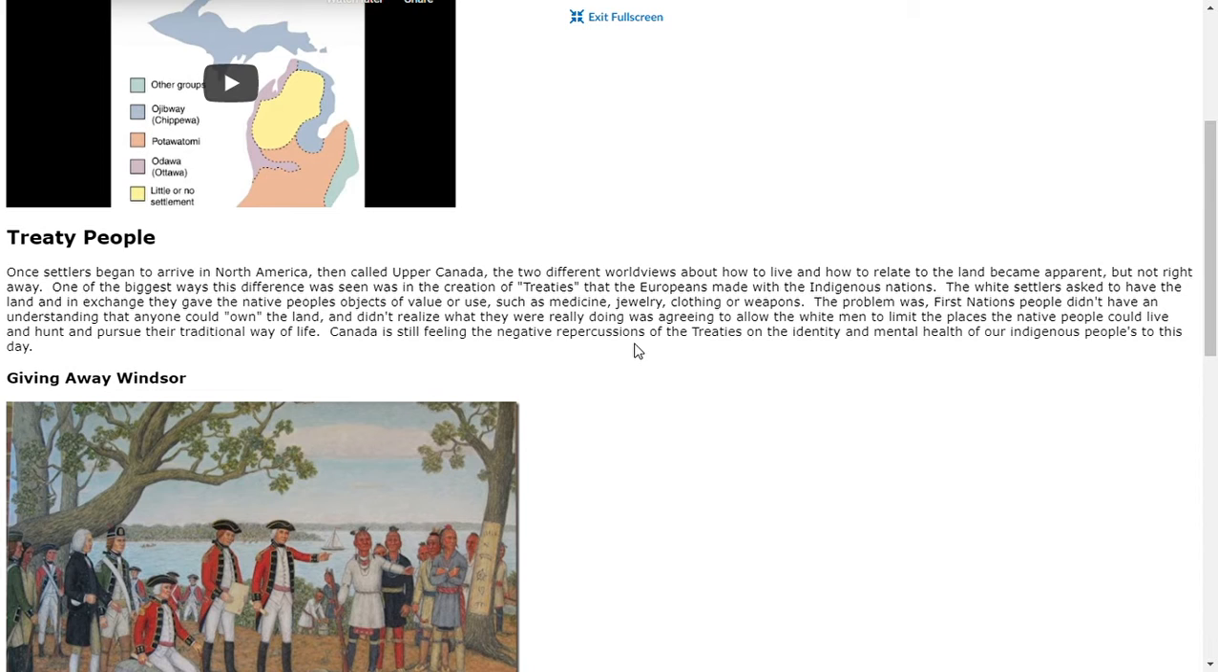the indigenous nations. The white settlers asked to have the land, and in exchange, they gave the native peoples money or objects of value or use, such as medicine, clothing, jewelry, or weapons. The problem was, First Nations people didn't have an understanding that anyone could own the land, and didn't realize what they were actually doing was agreeing to allow the white men to limit the places the native people could live and hunt and pursue their traditional way of life.